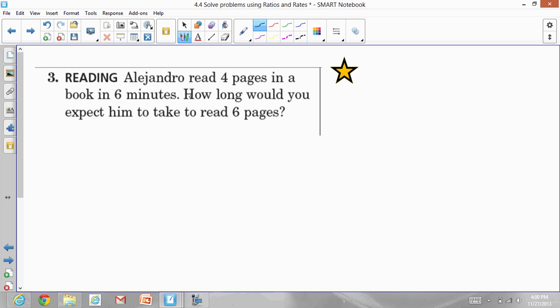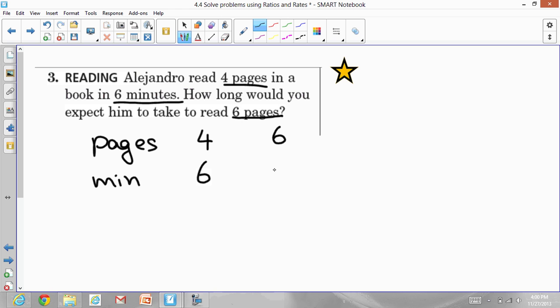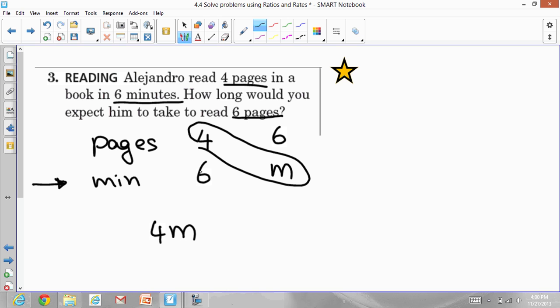Reading. Alejandro read 4 pages in a book in 6 minutes. So pages is one information and minutes is my other information. So 4 pages can be read in 6 minutes. How long would you expect him to read 6 pages? So I'm going to write the 6 pages in this pages section. My last one is M. Same method for M. M is this. So I'm going to put an arrow. That is what I need to find.